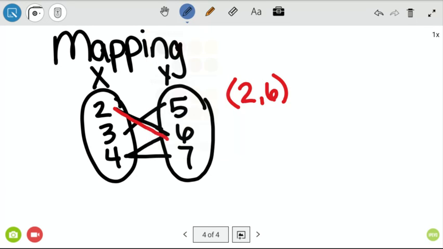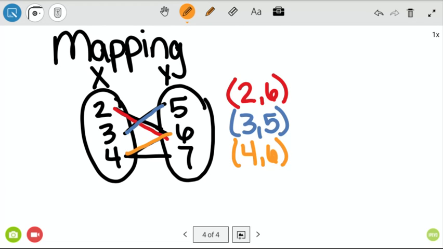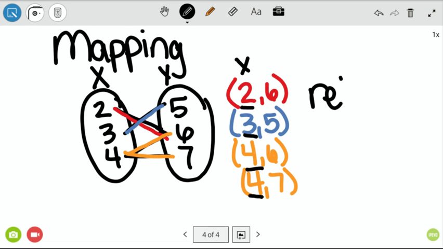The same thing goes here. 3 goes to 5, so we have a point 3, 5. And then 4 has a point 4, 6. And a second line goes to 7. So then you have to ask yourself, is it a relation or a function? We are looking at those input values, those x values, and we have a repeat, so we would say that this is a relation, not a function.